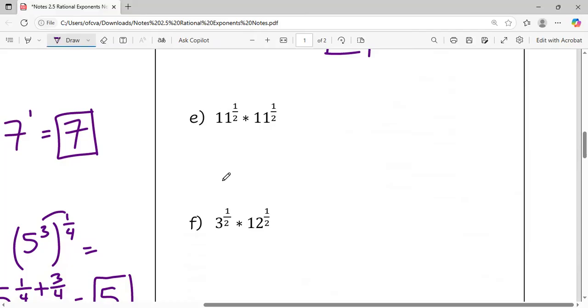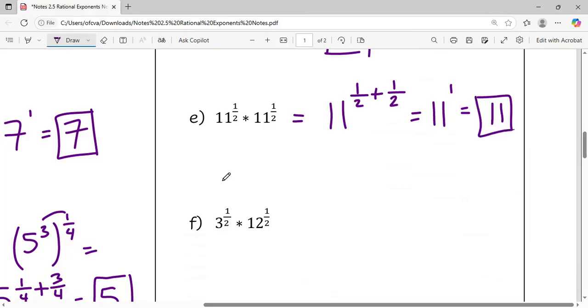So 11 to the 1/2 times 11 to the 1/2, same base. Since I'm multiplying, I can add the exponents, keep the base. You do not multiply the base. You keep the base, you add the exponents. That becomes 11 to the first, and that's just 11.